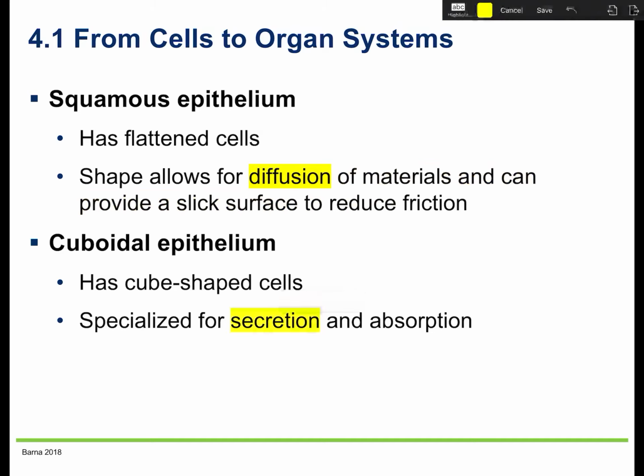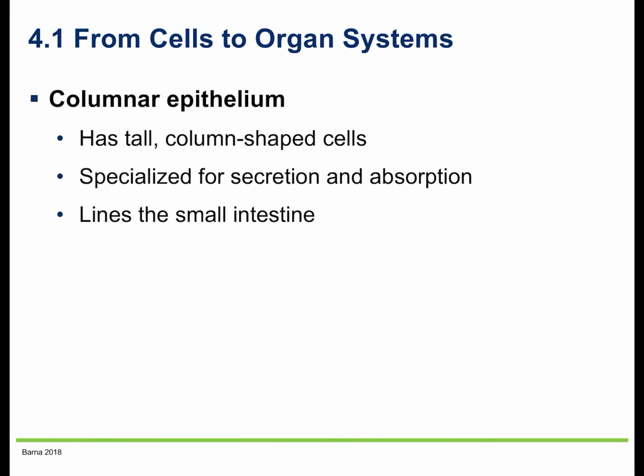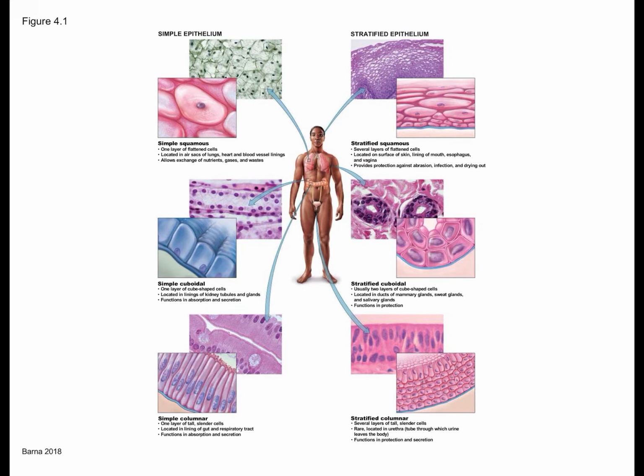Cuboidal cells, these are specialized for secretion and absorption. A lot of cuboidal cells make the products that we secrete. So it makes the oil, it makes hormones as well. Columnar is also kind of in the family of secretion and absorption. Columnar epithelium is very common along our digestive tract. And so you can see here, this is an image that has a nice little summary of where you find these types of epithelial tissue.